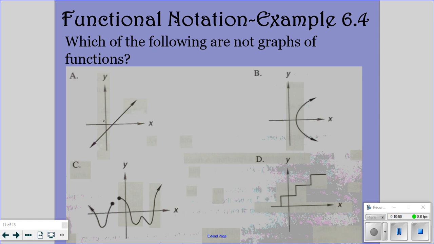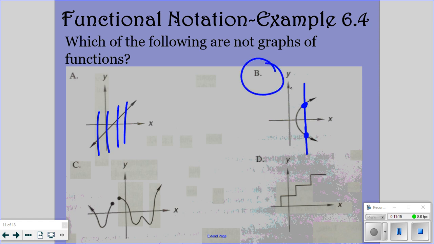So this first one, no matter where I draw a vertical line, it's always going to be touching it at one spot. So this one is a function, but it says which are not functions. So not A, it is a function. For B, if I draw my vertical line, I only have to draw one, and I've got two places that it crosses. So this is not a function because we have a vertical line that crosses at 2 and it touches twice on our graph.